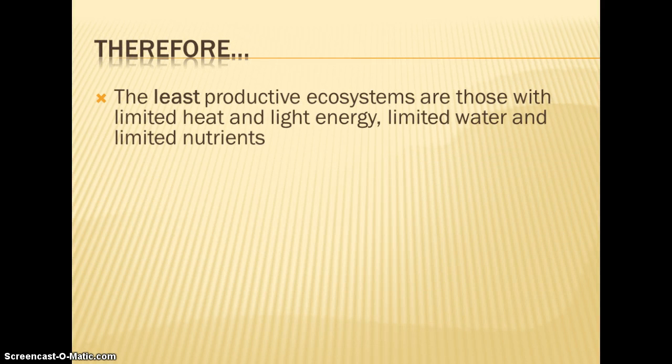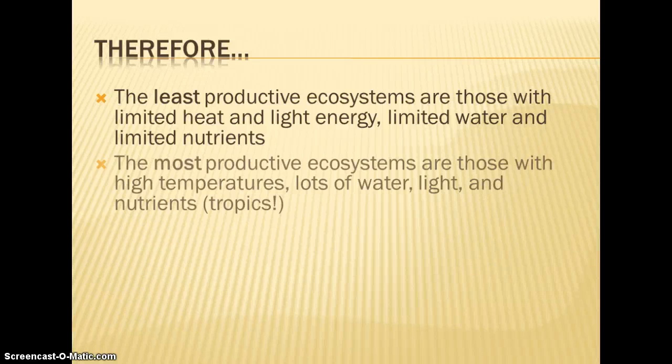So the least productive ecosystems are those that aren't going to have the warm temperatures. They're going to have the lowest amount of insolation, not a lot of water, not a lot of nutrients. So those are our deserts, our tundras. Our most productive are going to have higher temperatures, a lot of water, light, and nutrients. So our tropical areas. Our forests also have lots of water, so they're able to support the growth of the trees. They're going to be more productive than, say, our grasslands.